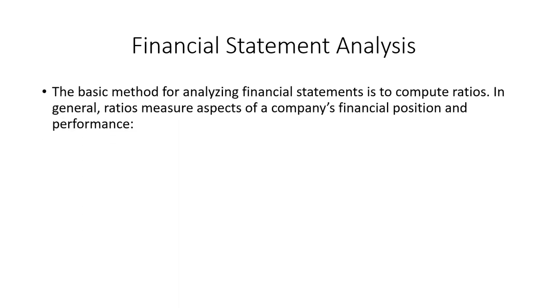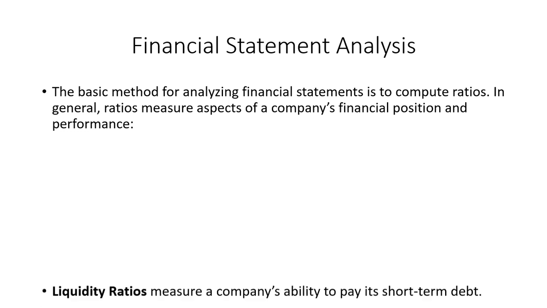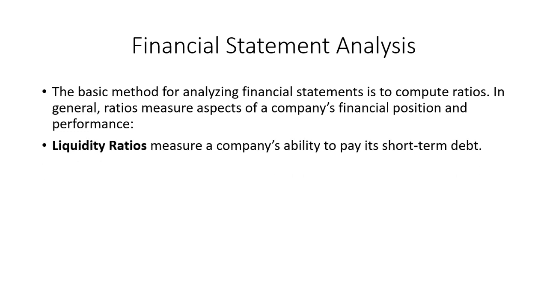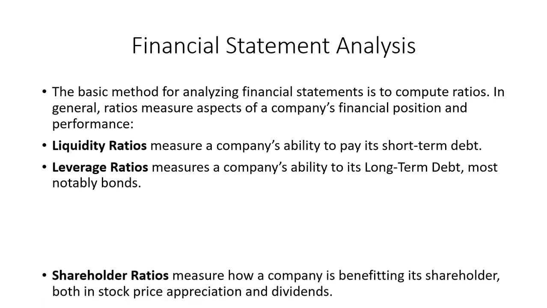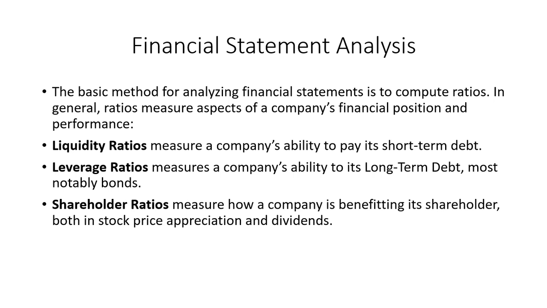So, basically, there's four ratio groups that we look at. First of all, are liquidity ratios. These ratios measure a company's ability to pay off its current liabilities, meaning its short-term debt. Okay, and the ratios we're going to do today, there's only two. These ratios measure a company's ability to pay off its long-term debt. They're of most interest to bondholders, and we're going to measure the ability to pay off both the interest and principal on bonds. Next ones are shareholder ratios.